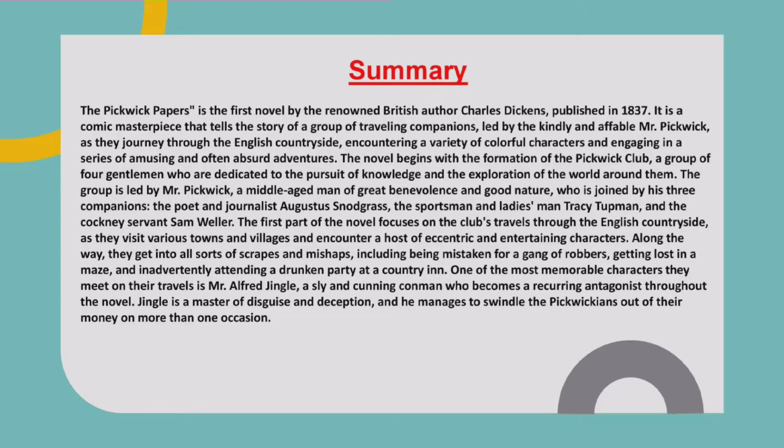The first part of the novel focuses on the club's travels through the English countryside, as they visit various towns and villages and encounter a host of eccentric and entertaining characters. Along the way, they get into all sorts of scrapes and mishaps, including being mistaken for a gang of robbers, getting lost in a maze, and inadvertently attending a drunken party at a country inn.